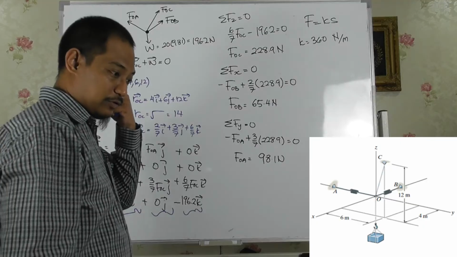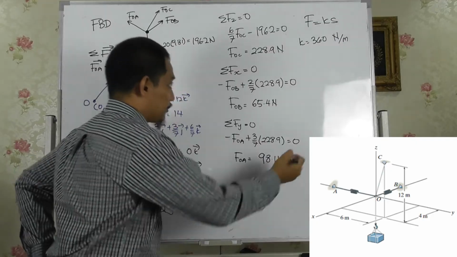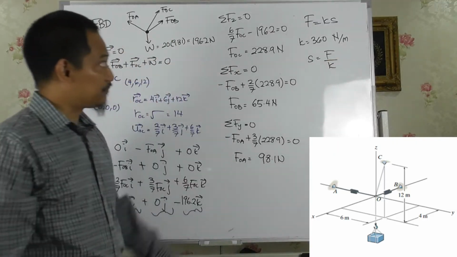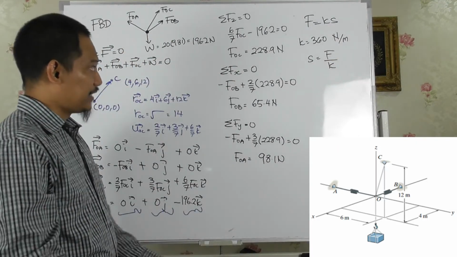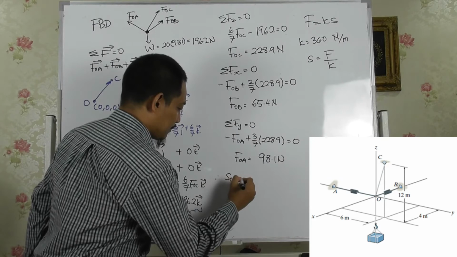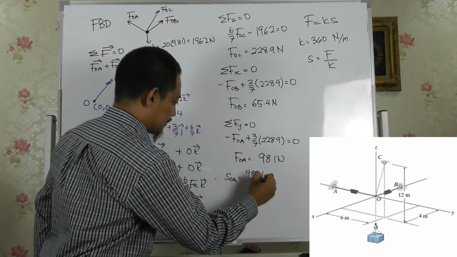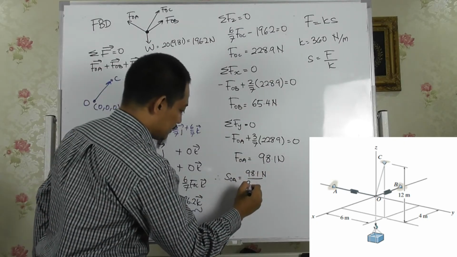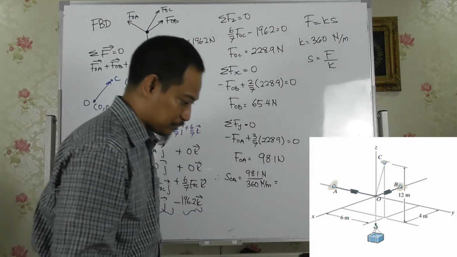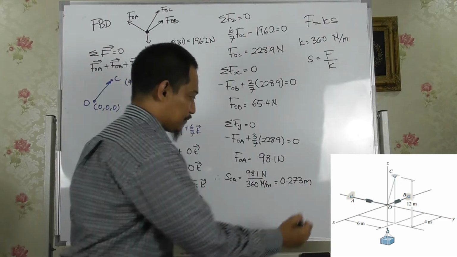So for spring OA, we can use this force, right? Because for F equal to Ks, S equal to force divided by K, S equal to F over K. So S OA equal to FOA, which is 98.1 Newton divided by K, 360 Newton per meter. So you'll get something in meter, right? If you do that, 0.273 meter. That would be the answer, right?